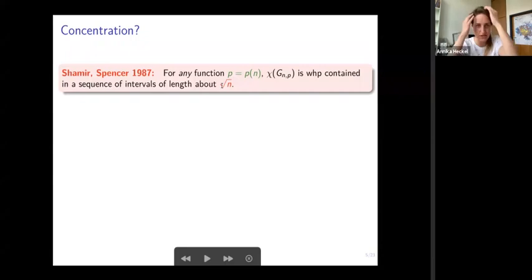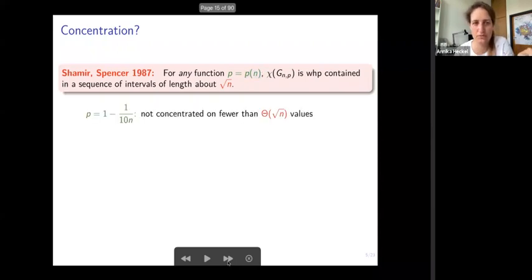Now they don't specify the intervals, and it's a feature of the method that you don't get any information on what these intervals are, but you know they exist somewhere and they contain the chromatic number with high probability. They proved this using martingale concentration. Now in this general form, where you can put in any function p(n), this result is optimal.